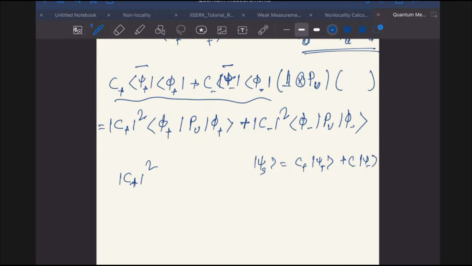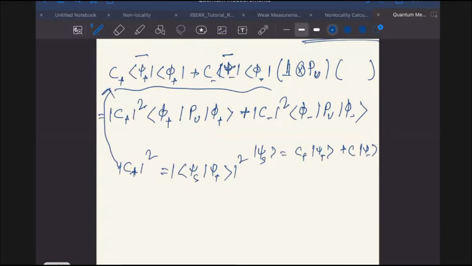It's the probability of obtaining psi plus. Right. So it will be the inner product of psi s and psi plus, and its square. Is this right? Okay, so let me then put it over here. Then what will it become?